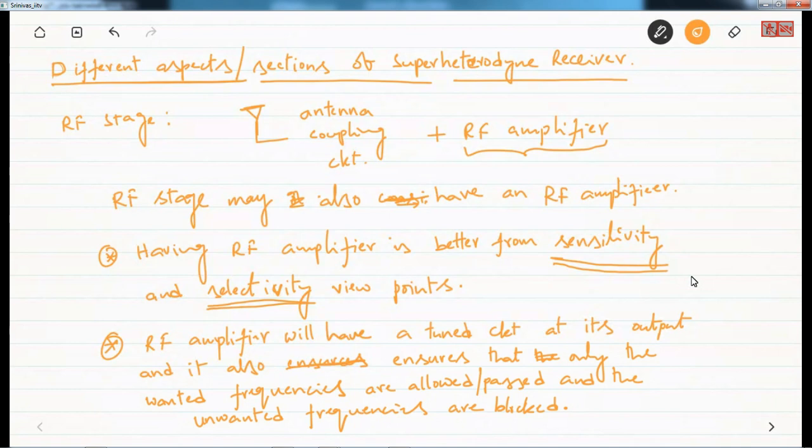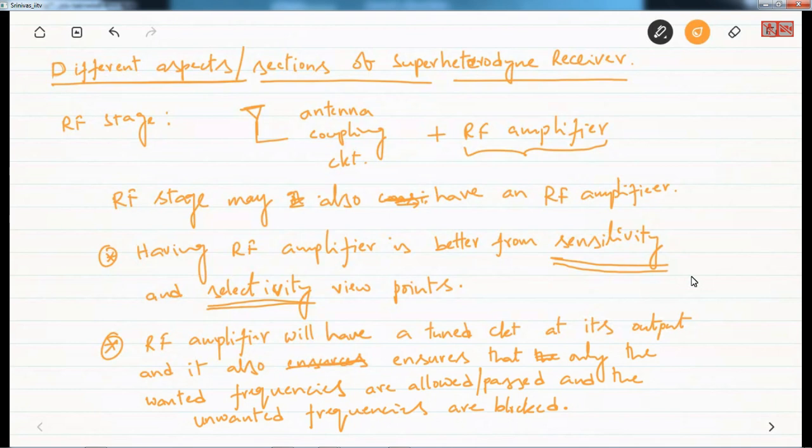One is it amplifies the weak signal into a larger amplitude, and thus it provides a better quality of output in terms of audio power or volume. So even if you have a very weak incoming signal, even if you are very far away from the radio transmitter, you can still get a very good quality output from your radio. So that's one thing, that's the sensitivity.